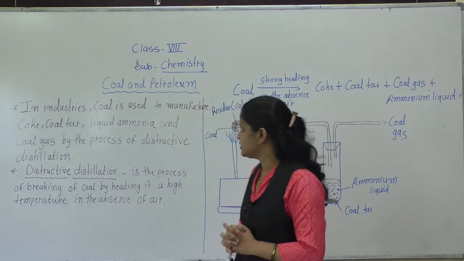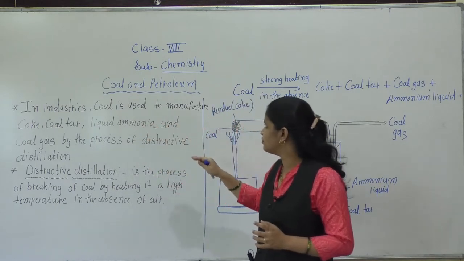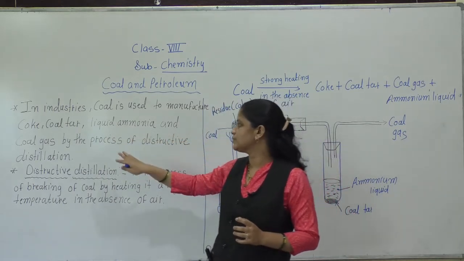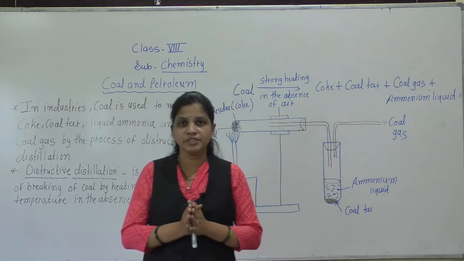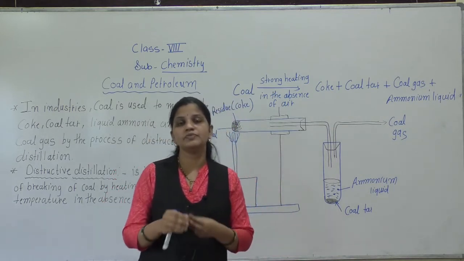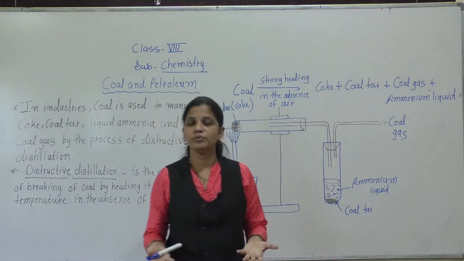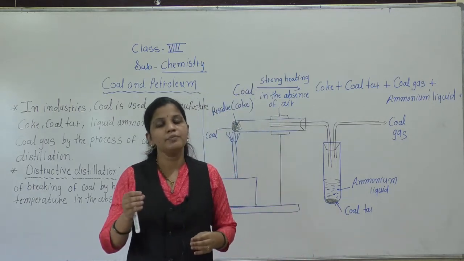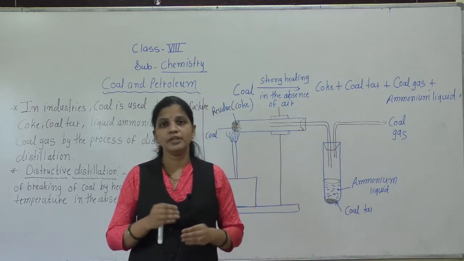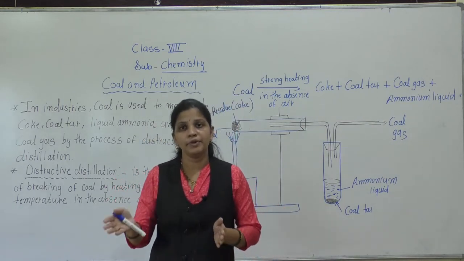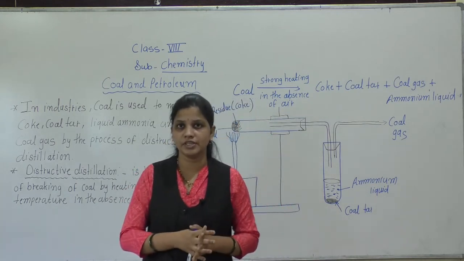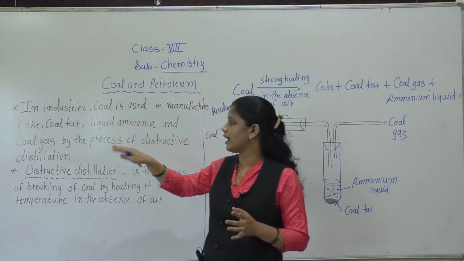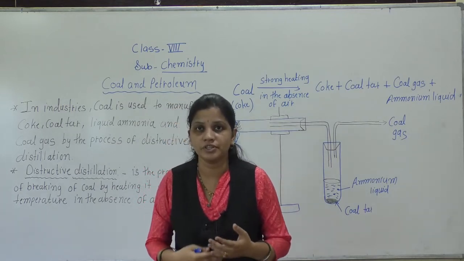Before we start, in industries coal is used to manufacture coke, coal tar, liquid ammonia and coal gas by the process of destructive distillation. Everyone knows that coal is formed due to the deposition of dead plants and vegetation. But there are some products which we can prepare from coal. So in most industries they manufacture coke, coal tar, liquid ammonia and coal gas by destructive distillation.